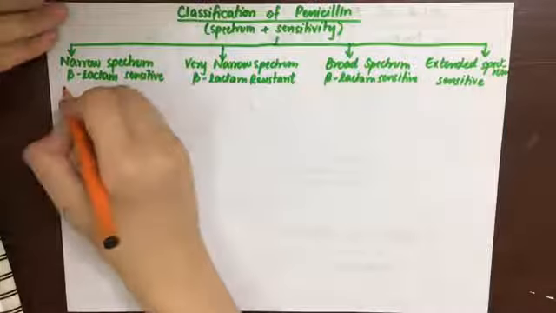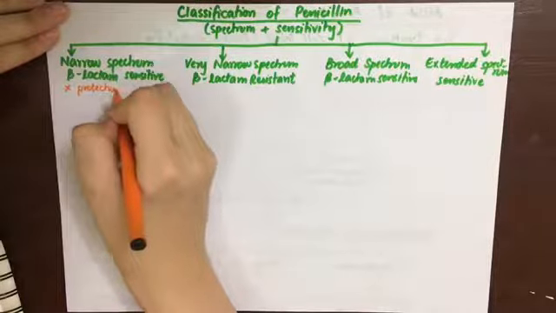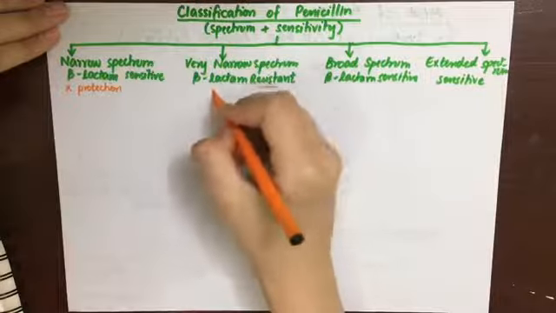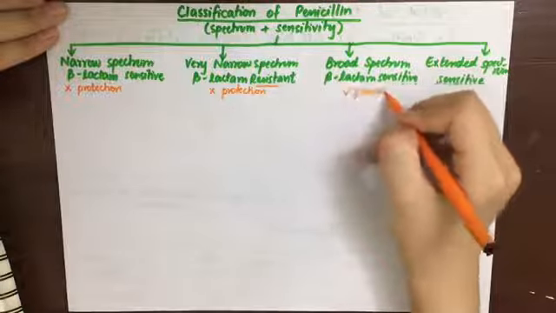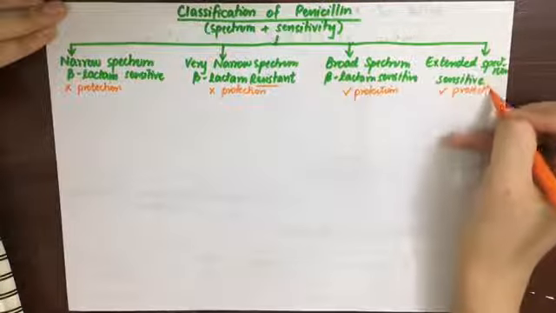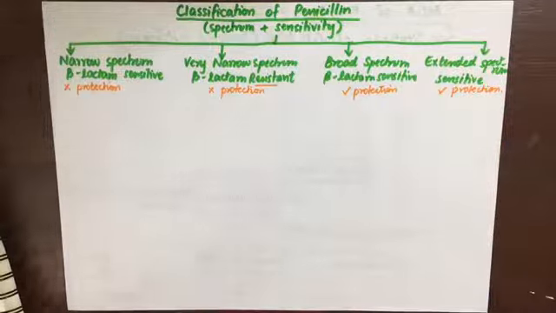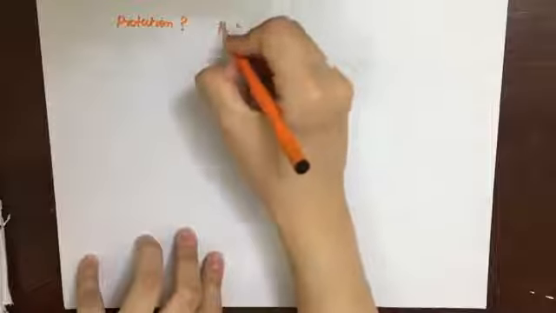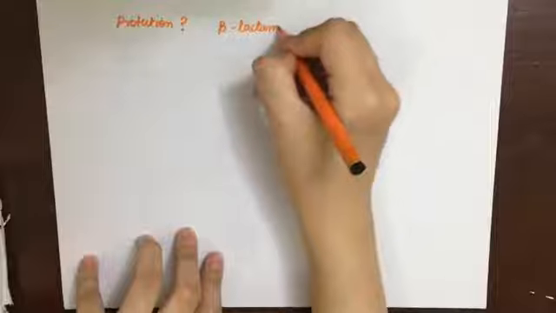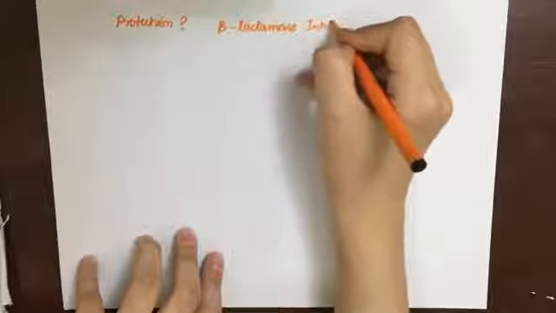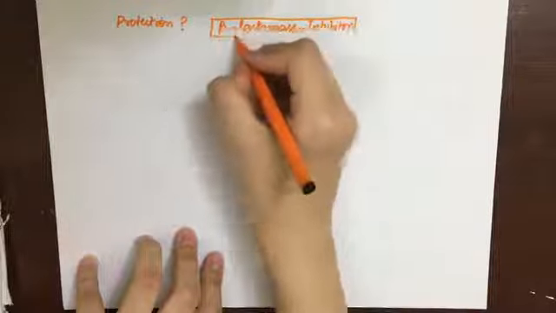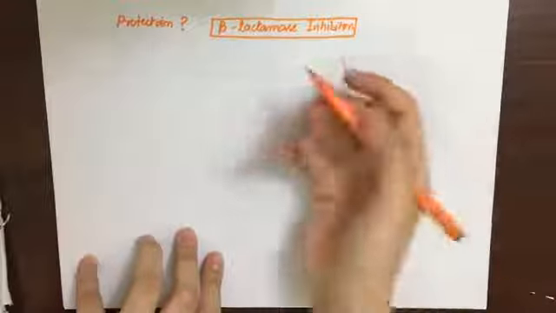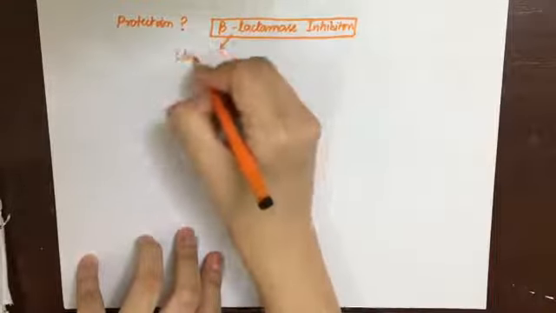Now, the first two, the narrow spectrum and the very narrow spectrum antibiotics, are given without any protection to the beta-lactam ring, while the last two are given with protection. Now, what do I mean by protection? By protection, we mean that we administer beta-lactamase inhibitors along with the broad spectrum and the extended spectrum antibiotics to actually save them from beta-lactamases.